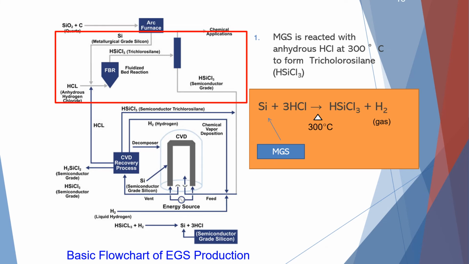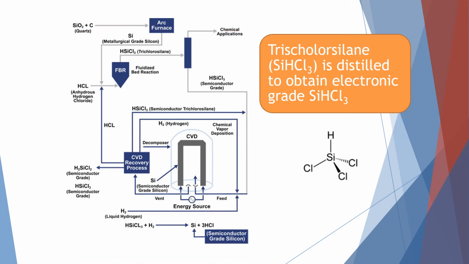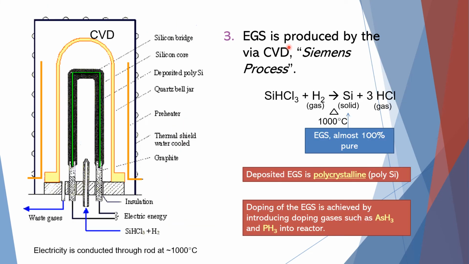The first step is MGS will be reacted with anhydrous hydrochloric acid at 300 degrees Celsius to form trichlorosilane, HSiCl3. Next, the trichlorosilane will be distilled to obtain the electronic grade silicon. The last step is the EGS is produced via the CVD process, or what we call the Siemens process.